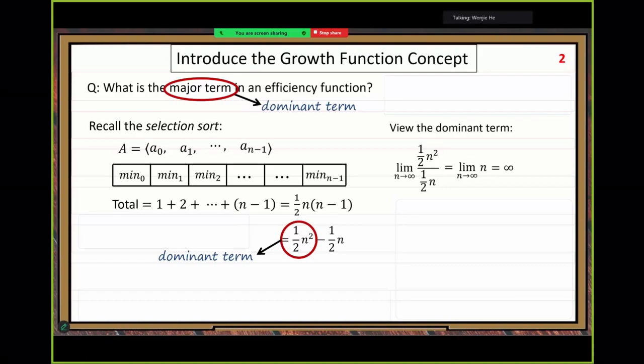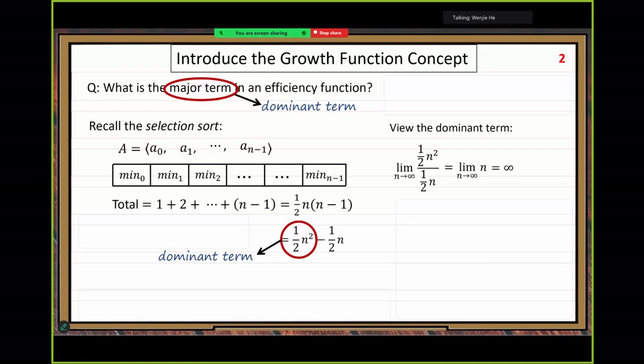When we compare two terms, the first term over the second term, and the limit of the ratio goes to infinity, can we say the first term dominates the second term? Yes, we feel very comfortable. So that's why we call it the dominant term.